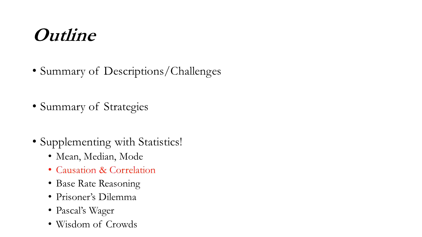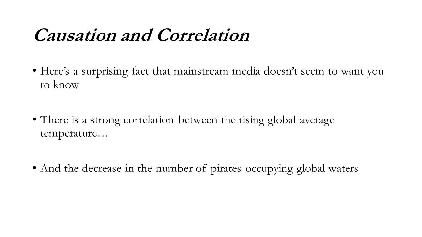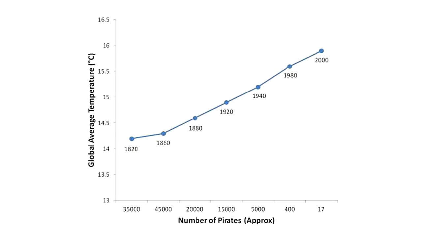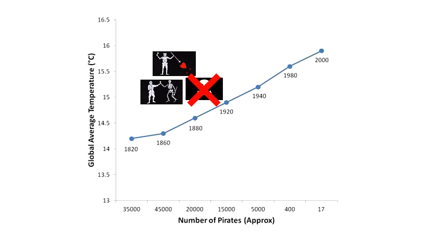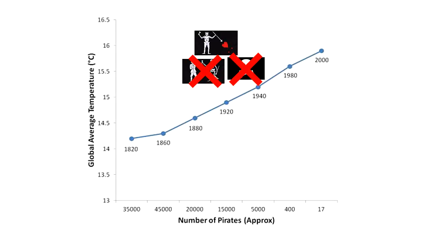Okay, moving over. Causation and correlation. Here's a surprising fact that mainstream media doesn't want you to know. There's a strong correlation between rising global average temperature and the decrease in the number of pirates occupying global waters. Check it out. These are Jolly Rogers representing the prevalence of pirates at a given time. As you can see, as time moves on and the temperature rises, you have fewer and fewer pirates.